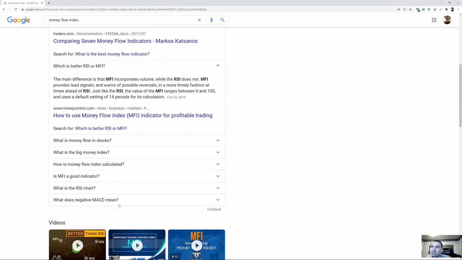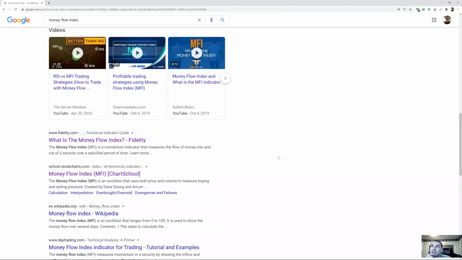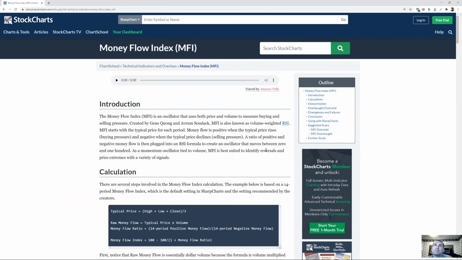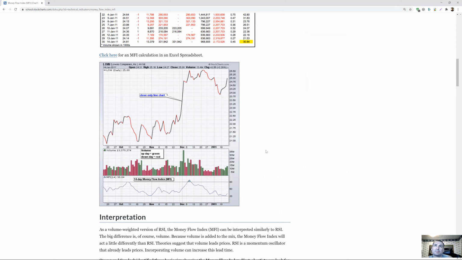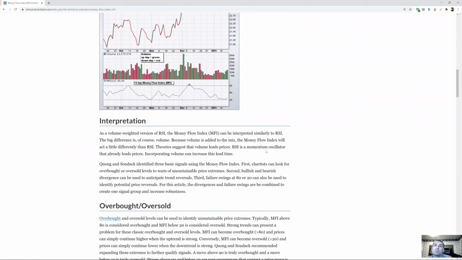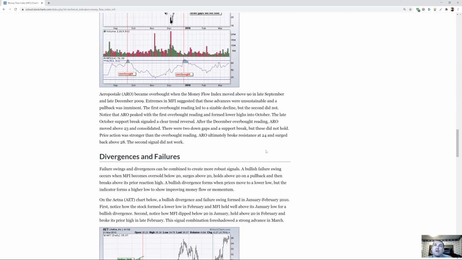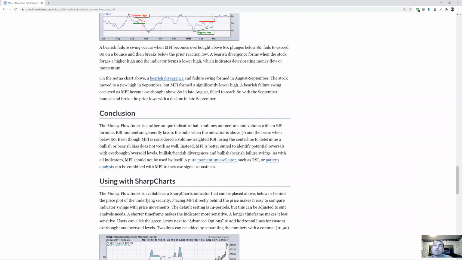The other things are here. Like, what is big money flow index? Money flow stocks. This is StockCharts. Let's see what they say. Overbought, oversold. We've seen that. Divergence, failures, conclusion. Money flow index is rather a unique indicator.